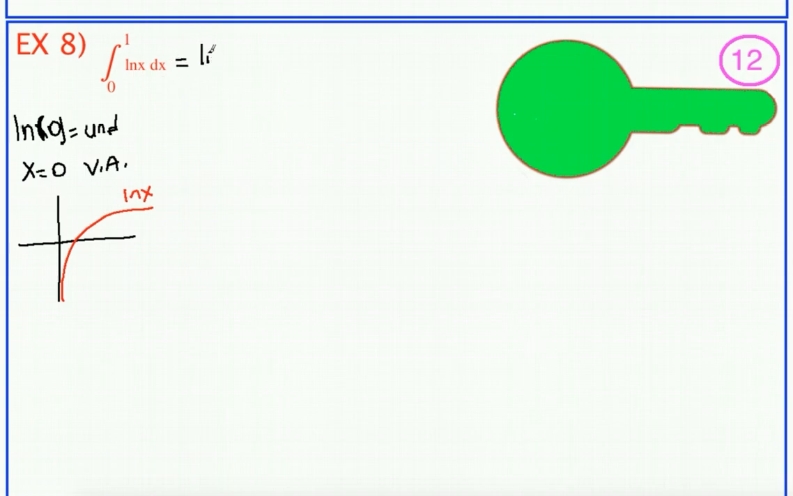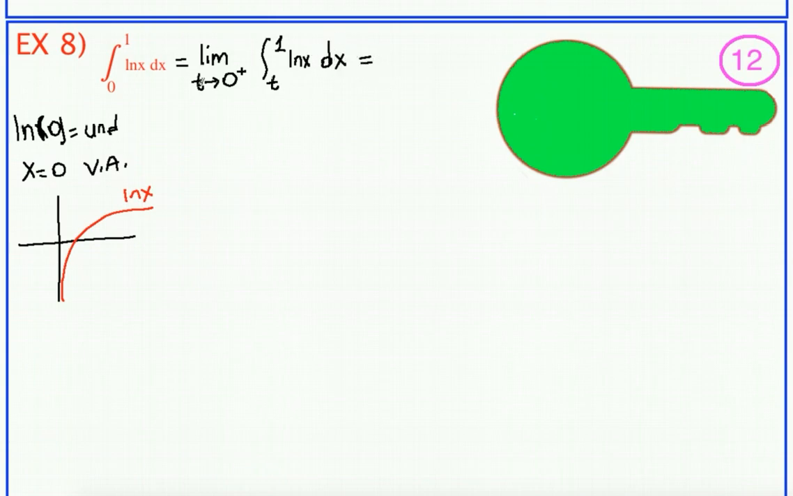So limit as t is approaching, where is our vertical asymptote? 0. And it is our lower boundary, so we're approaching 0 from the right side. Limit as t is approaching 0 from the right, integral t to 1 of ln of x dx.